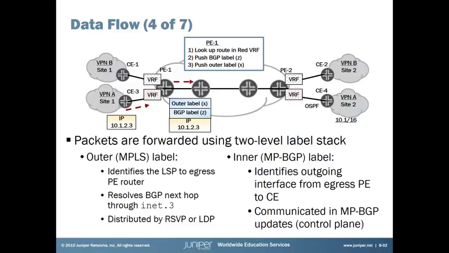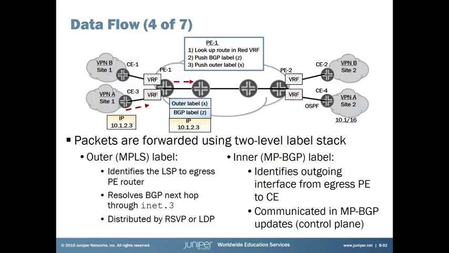So what happens next is the next hop is resolved using the inet.3 table, which is the standard way of resolving BGP next hops. The result of that lookup is that the next hop becomes the label switch path. So the traffic is then forwarded into the label switch path based on that lookup in inet.3. Okay, we have this other label though. We have this inner label.